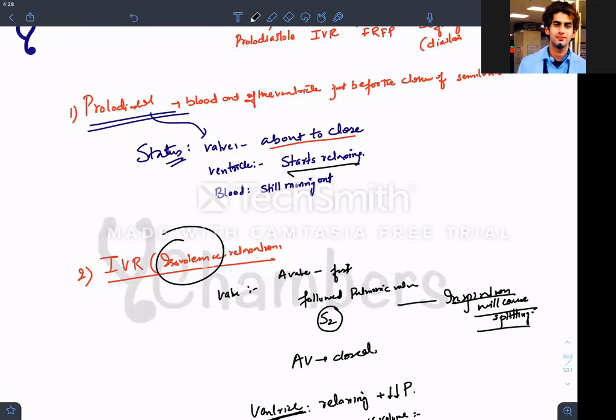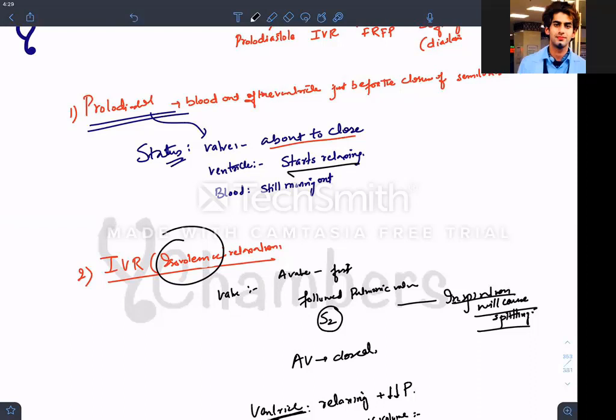Now if I ask you a tricky question, when will the isovolumetric relaxation finish? Will it end with AV valve opening or not? Because atrioventricular valves, left and right side, once they open, they will bring the blood. You are not doing isovolumetric because volume is changing. You are filling the ventricle. So isovolumetric relaxation has semilunar valves closed, and it will end with AV valve opening.